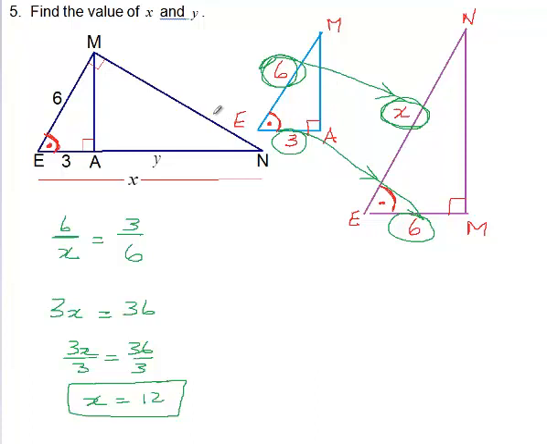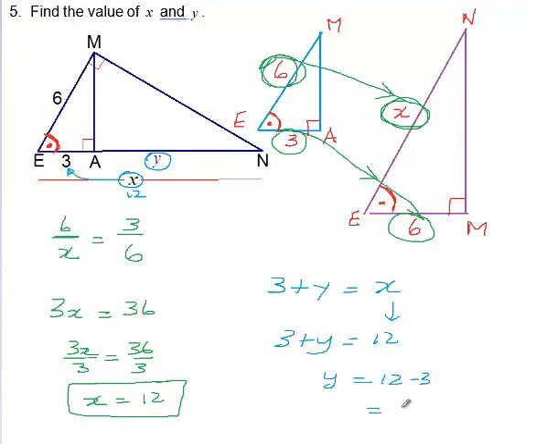And therefore, how can we find y? Well, if you look back at the diagram, look at x. Now we know that x is 12. And if this much of it is 3, then 3 plus y adds up to x. And if x is 12, then 3 plus y adds up to 12. Subtract 3, so y must be 9.